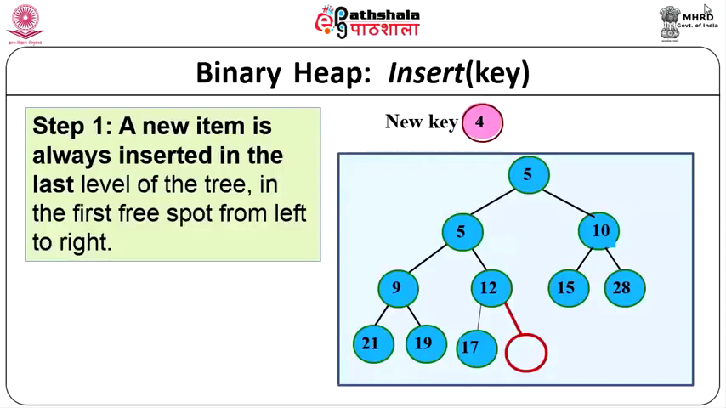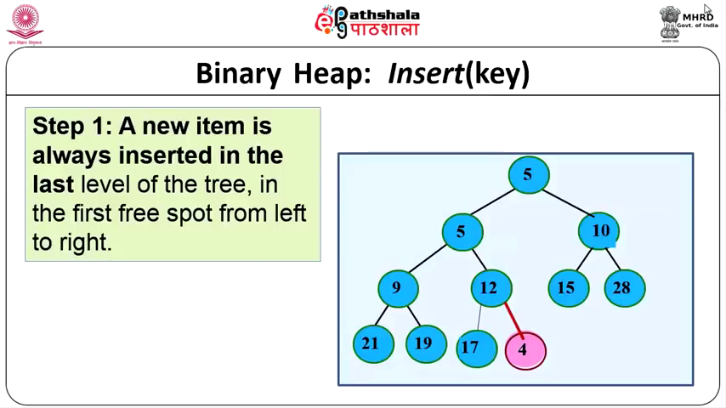The new key we want to add is 4. By looking at it, you know that 4 has to become the root of the tree, because that is the minimum value, and this is a min heap. Now, how do we do that? Step 1 is to insert it at that particular point. So, we have inserted it. A new item is always inserted in the last level of the tree.